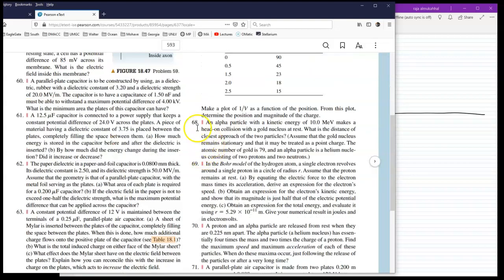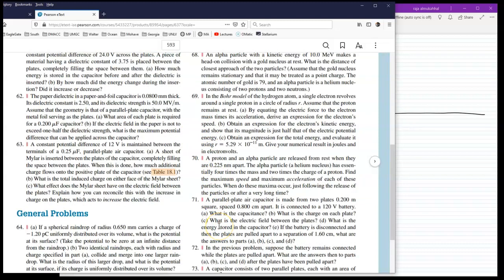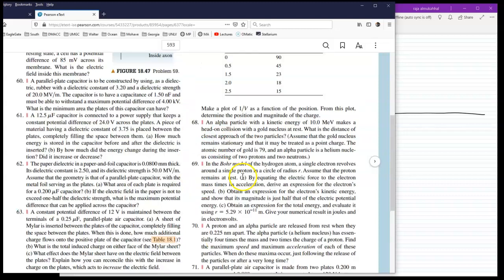There we go. Right here. My background is in nuclear physics, so I am a big fan of problems that have to do with nuclear physics. I like to deal with them. So anyway, 68 and 69, and actually 68, 69, 70, and 71, these are all particle physics and nuclear physics problems, so I urge you to work on those as well.